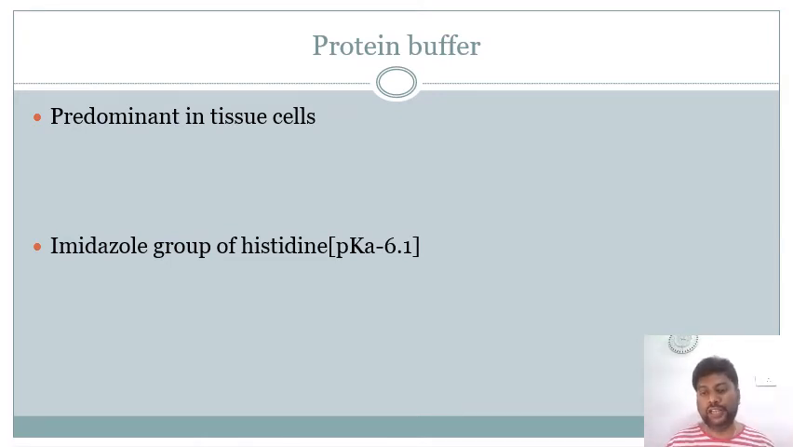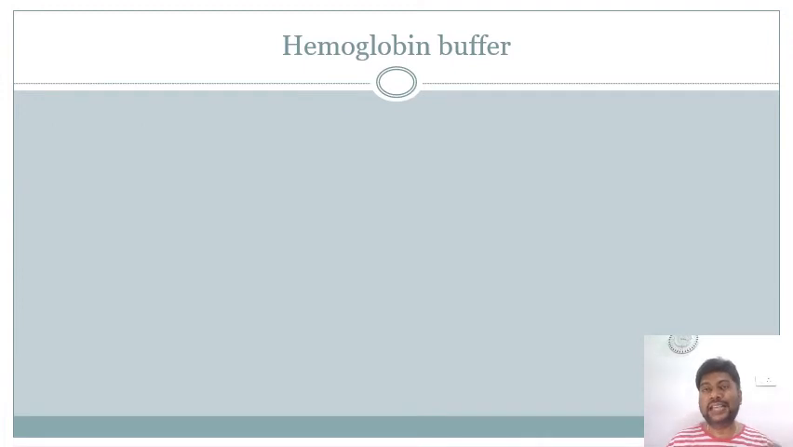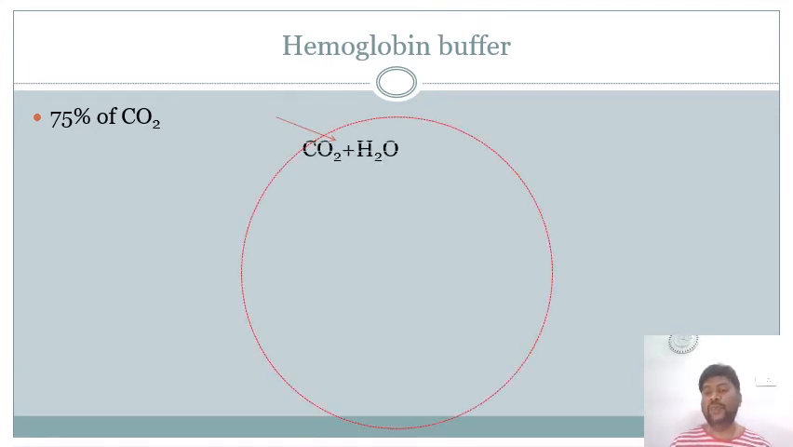Next, among these proteins, we have hemoglobin, which has a very important role in acid-base regulation. So what does that role mean? We know that all the cells in our body take up oxygen and release carbon dioxide. If all this carbon dioxide is poured into the blood, what will happen? It will dissolve in the aqueous blood and produce carbonic acid, and that carbonic acid can lead to acidosis. In order to prevent this, almost 75% of the carbon dioxide released from the tissues is immediately taken up by the RBCs.